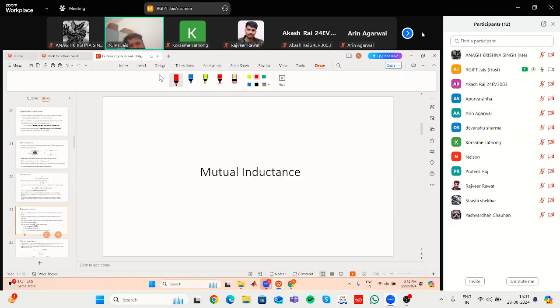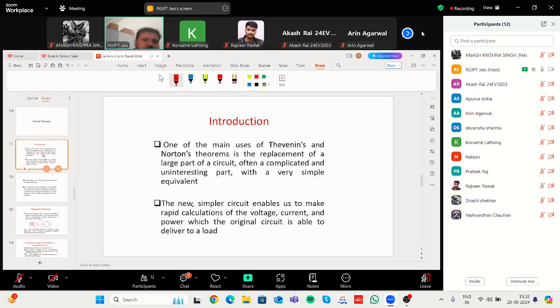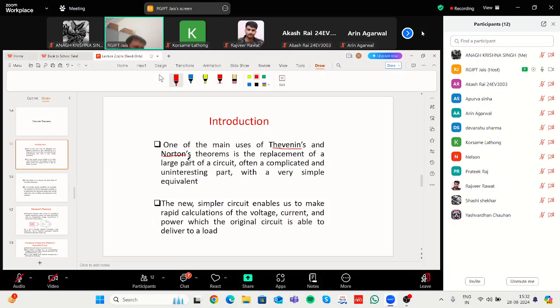Next is the first network theorems, which will be two things: Thevenin's theorem and Norton's theorem. These are two very important theorems that will simplify your analysis of complex circuits. In complex circuits, there are many elements. So how to simplify the analysis?